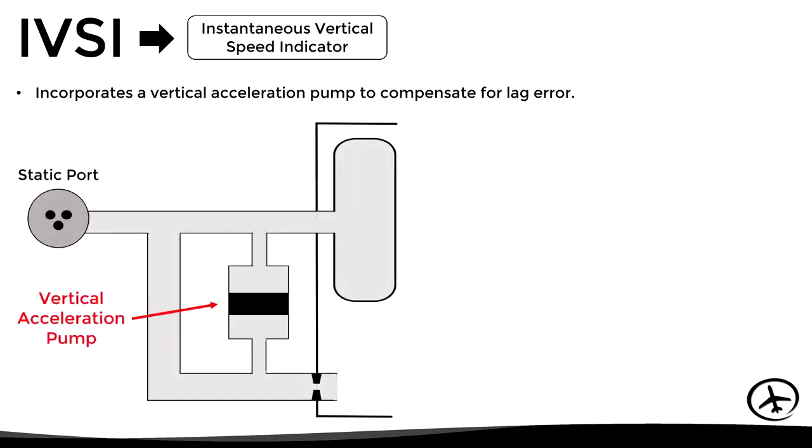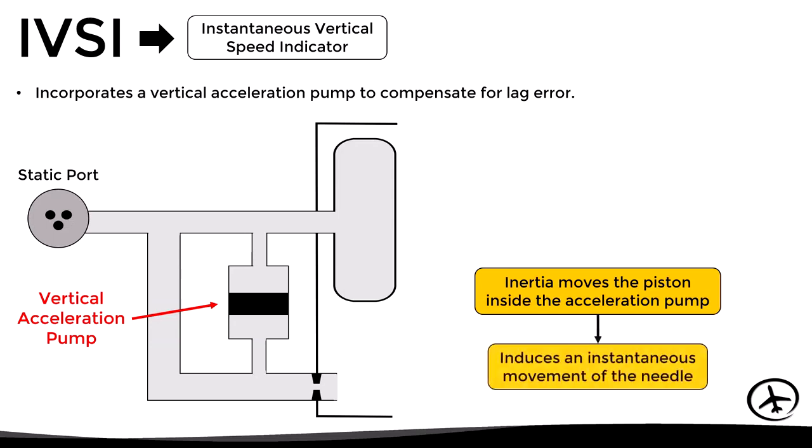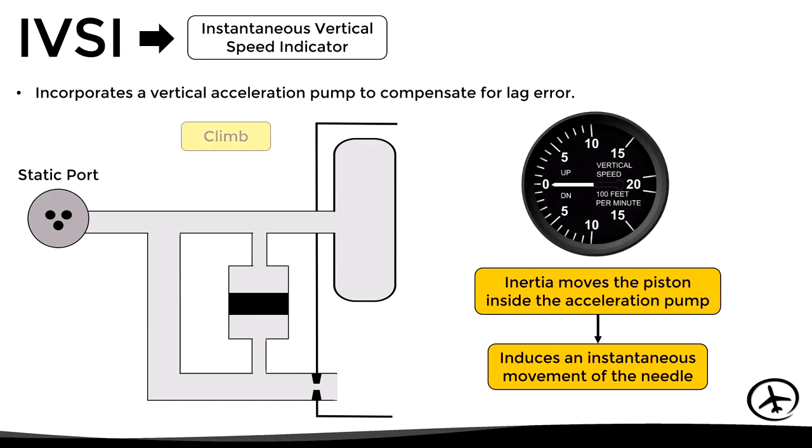This vertical acceleration pump consists of a piston inside a cylinder. This way, the inertia moves the piston inside the acceleration pump up or down, inducing an instantaneous movement of the needle. Let's see an example. Suppose the aircraft is in level flight and starts a sudden climb. In this case, the inertia causes the piston to go down, which in turn produces kind of a suction, causing the pressure in the capsule to reduce rapidly. This has the effect of an instantaneous climb rate indication.